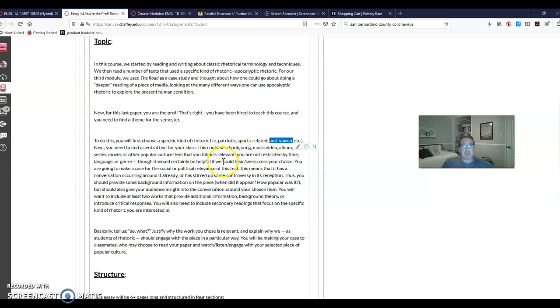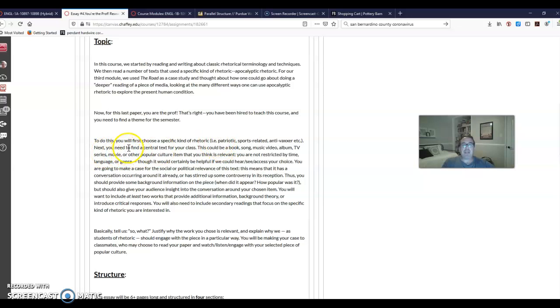You can look at the rhetoric of veganism, right? There's a certain kind of rhetoric that vegans use. You can look at, I don't know, gun culture. You can look at tons of stuff. Anyways, the sky's the limit, really. It's up to you to find something that interests you and something you know about specifically and you want to investigate and learn more about, right?